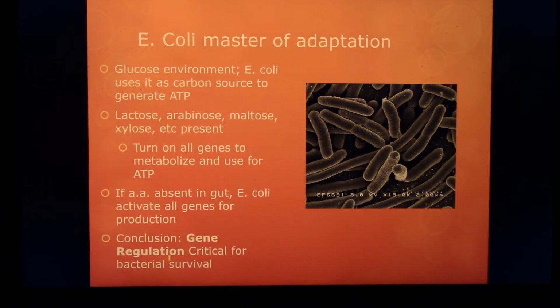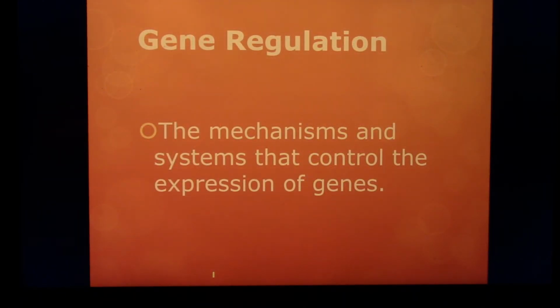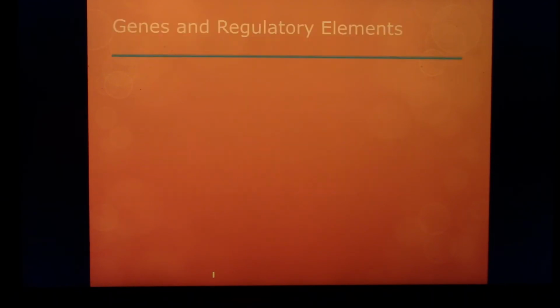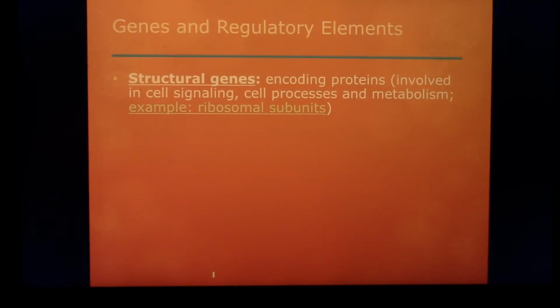But the big conclusion is that we need gene regulation. It's critical for bacterial survival. So gene regulation is the mechanisms and systems that control the expression of genes. And we have all sorts of levels of gene regulation. So genes and regulatory elements.